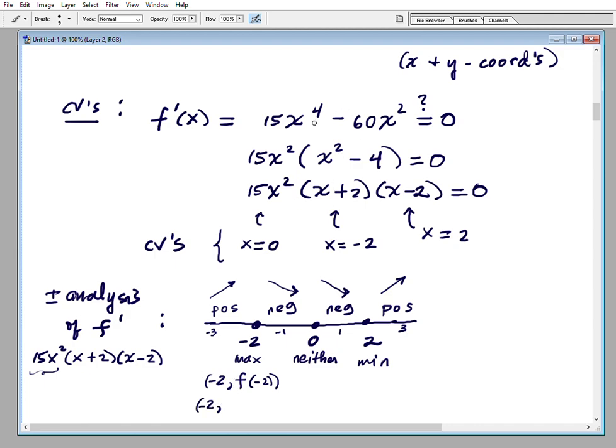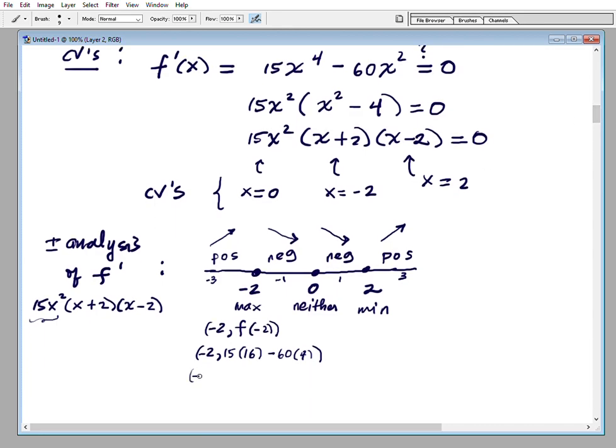Just substitute in -2. So we have 15 times 16, -2 to the 4th, minus 60 times 4. Okay, so I'll just work that out. One second, I'm just going to work that out with my calculator here. So we're just doing 15 times 16. Okay, so I have 240, and then 60 times 4.